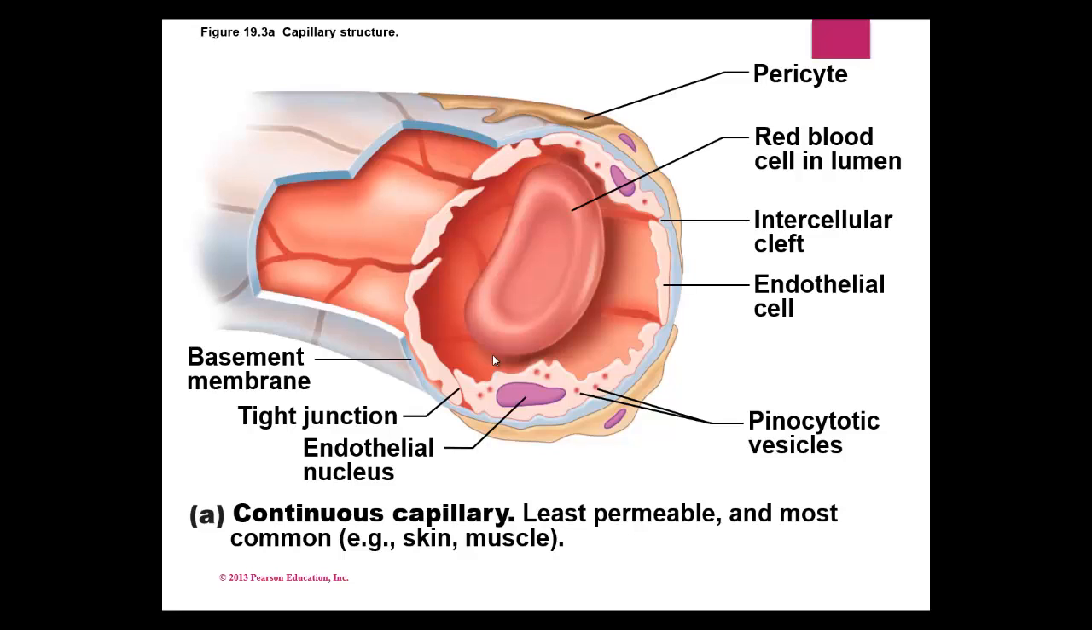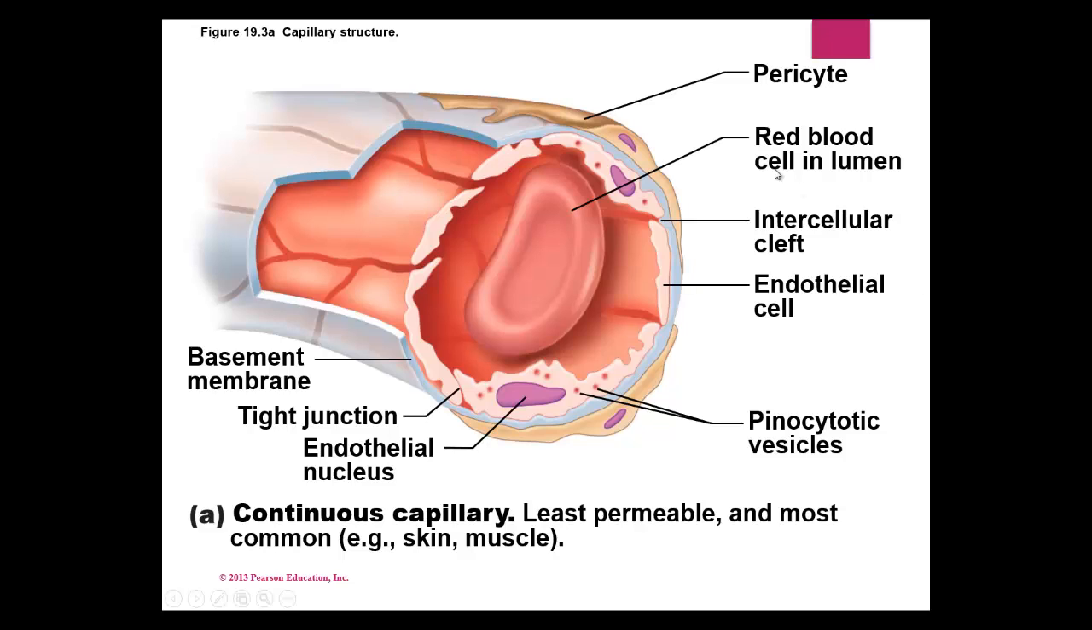So here are the three types of capillaries we see in the body. We have some capillaries that do not allow a lot of exchange. So we see these in the skin and muscle because we wouldn't want a lot of exchange going through our skin, because remember the skin is your protective barrier and prevents water loss and electrolyte loss. So it would be important for us to have continuous capillaries in the skin.